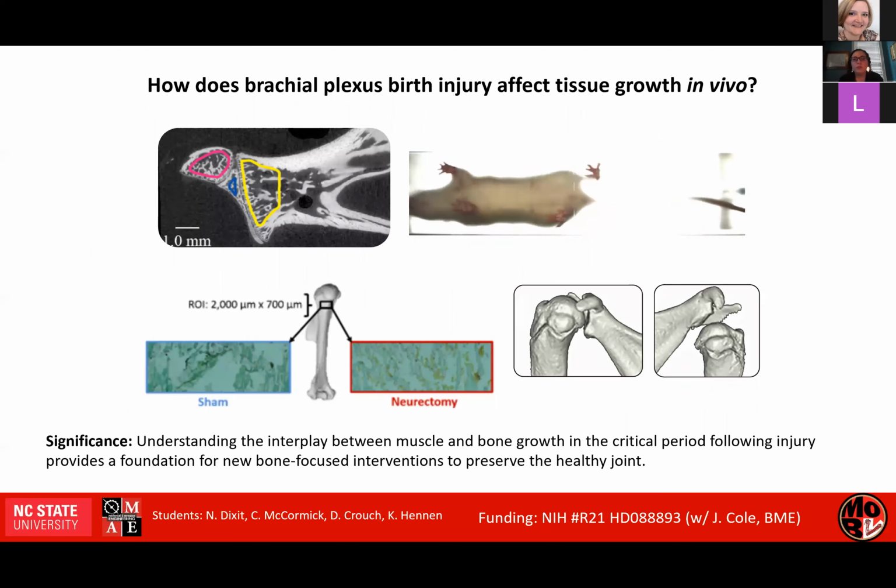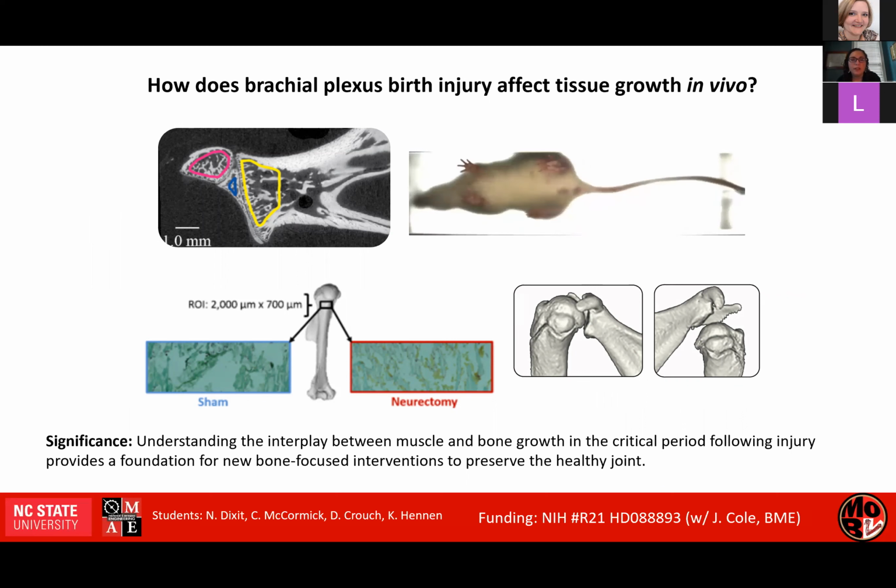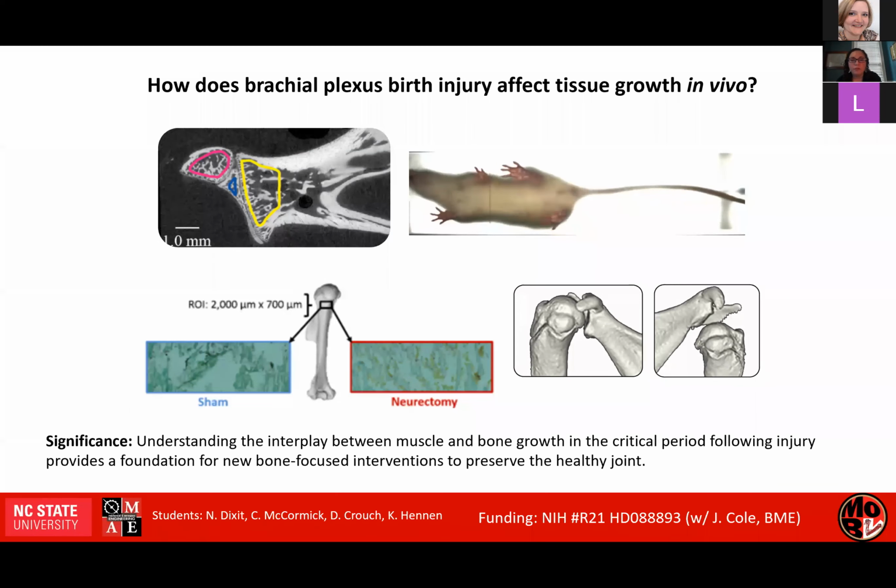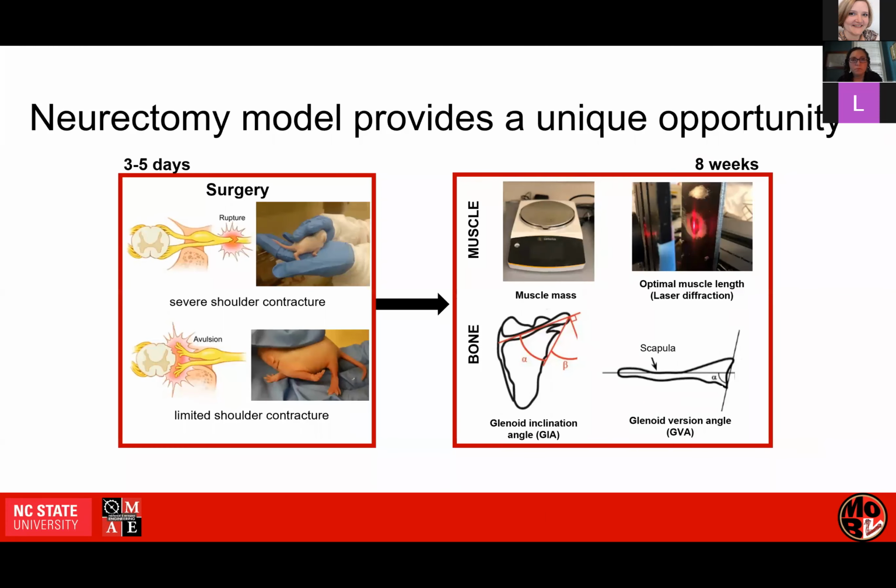So we've moved into a rat model of brachial plexus injury where we can inflict nerve injury at birth in neonatal rats. We have basically the only group in the world with our collaborators at Cincinnati Children's working together to create these neurectomies. And that allows us to make direct measurements of bone and muscle tissue at the micro and macro levels.